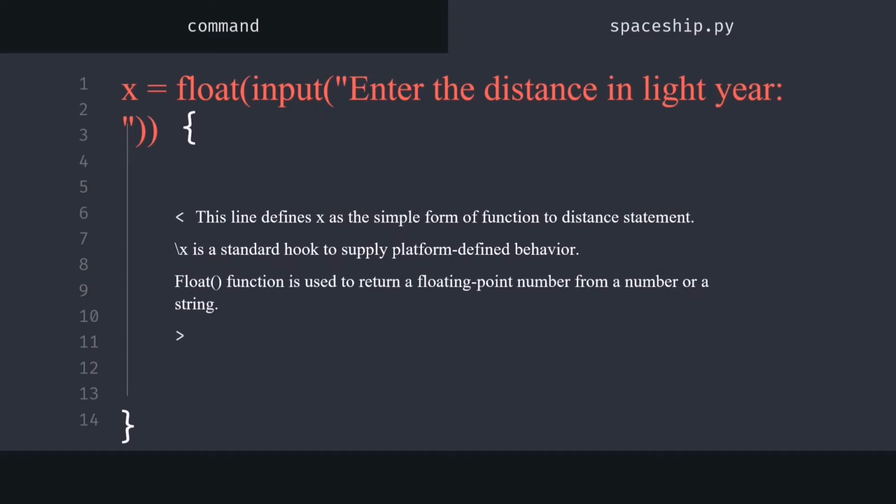Then x = float(input("Enter the distance in light year: ")). This line defines x as the simple form of function to distance statement. X is a standard hook to supply platform-defined behavior. The float function is used to return a floating point number from a number or a string.